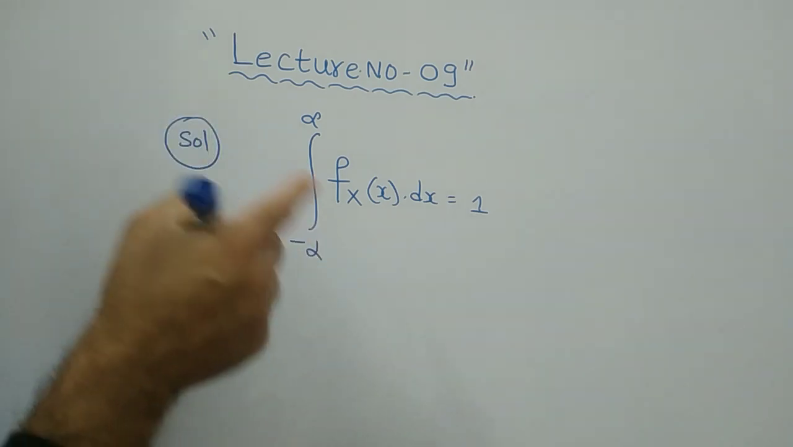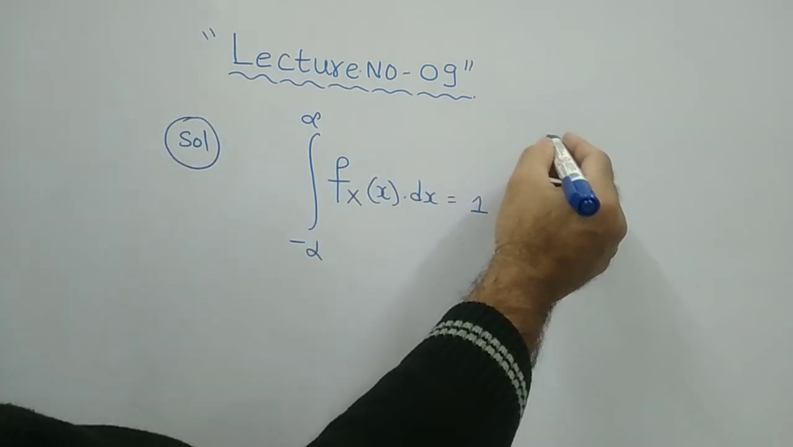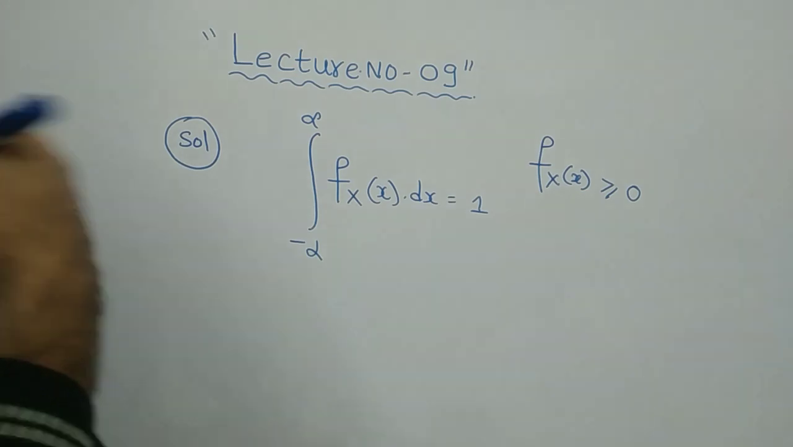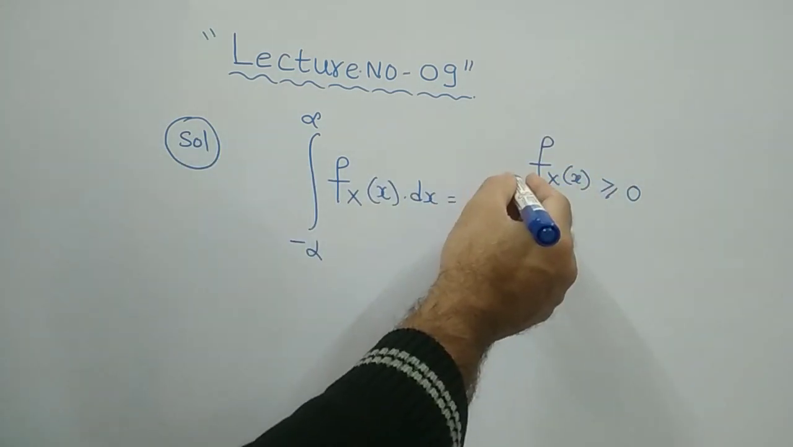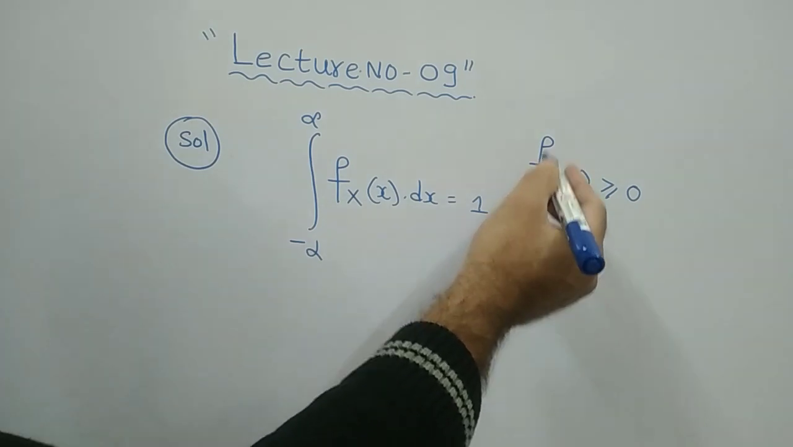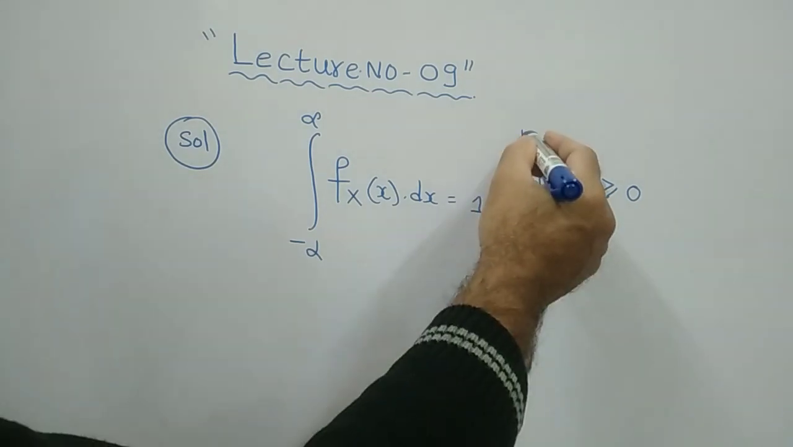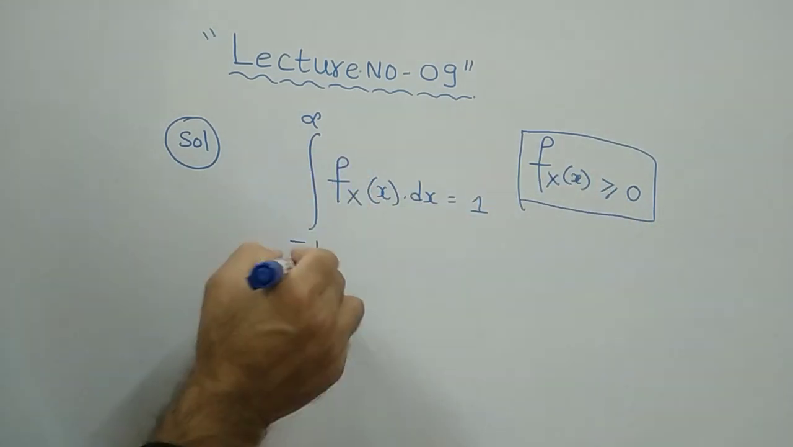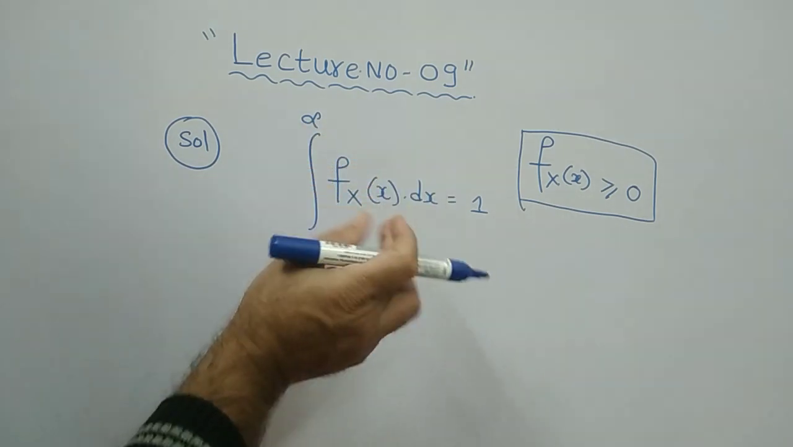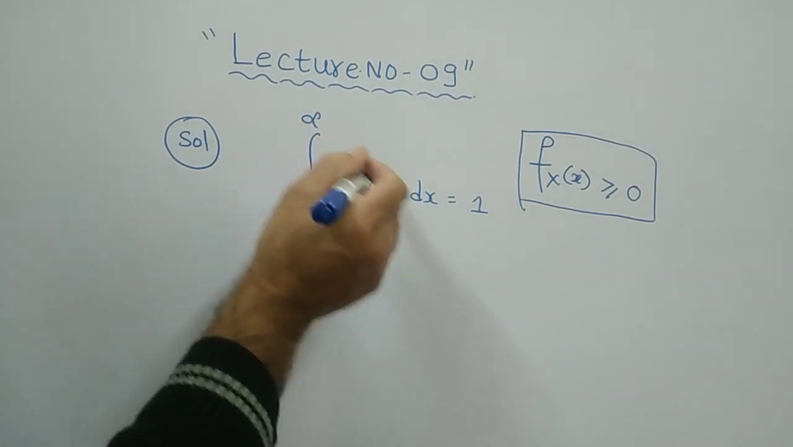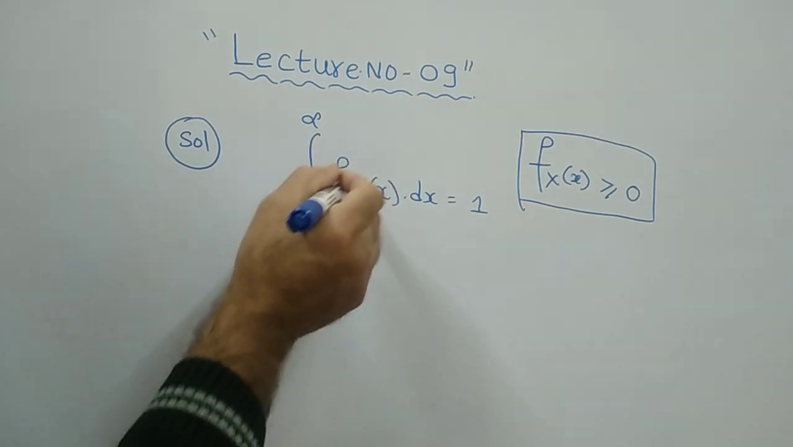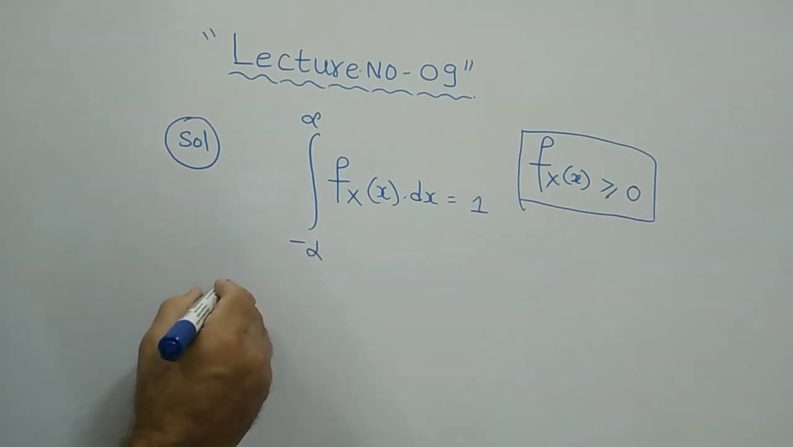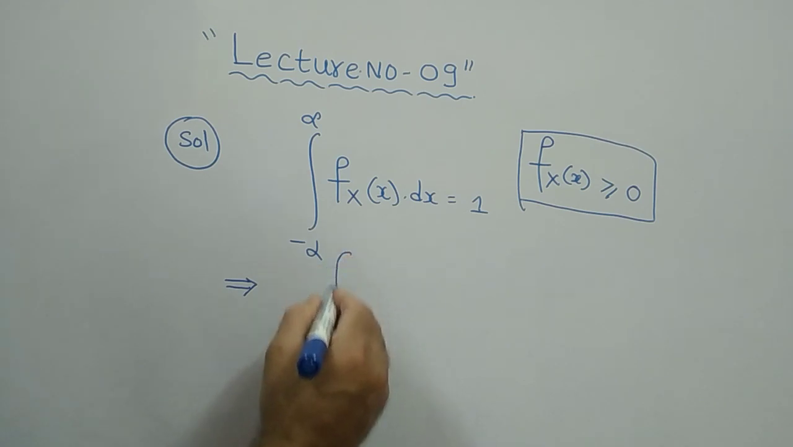What is the first property? The first property is that f of x should be greater than or equal to 0. It is a non-negative function. The density function of a random variable x is a non-negative function. However, this is not required to solve this problem. We need the second property, which says that the integral of the density function over the interval should equal 1. Now, from this property, what should I do?